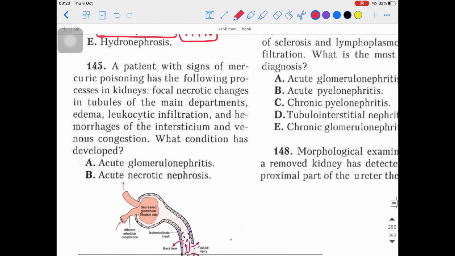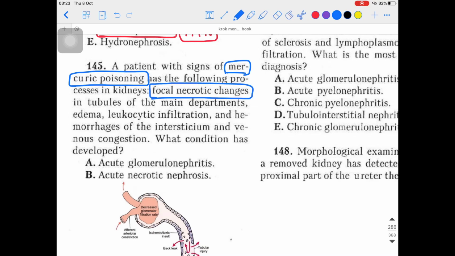Fine. Moving on to the next question. A patient with signs of mercury poisoning. So again they are talking about mercury poisoning. In the last question they told you about typhoid fever. In this question they are talking about mercury poisoning, and the following process in the kidneys: focal necrotic changes. So guys, focal necrotic change in the tubules of the main departments, and then edema, leukocytic infiltration.